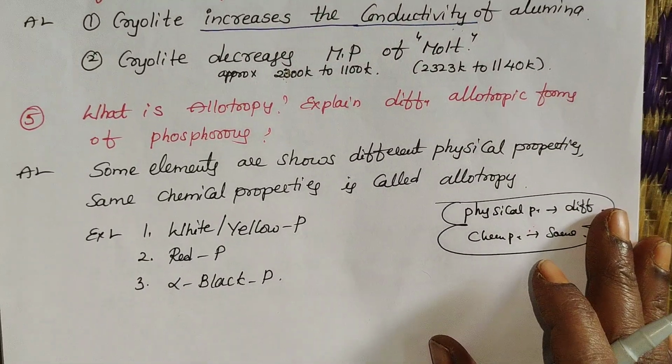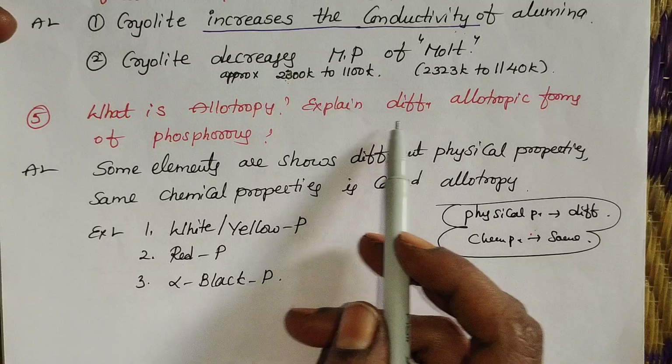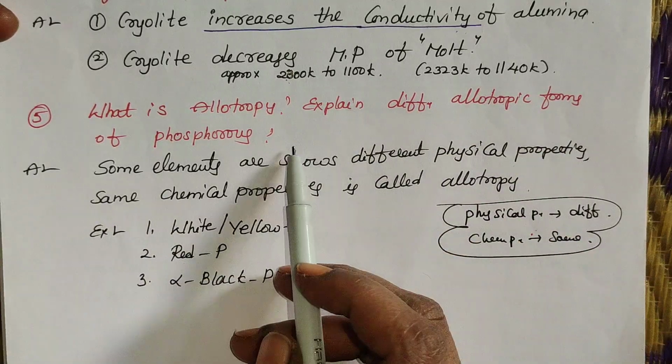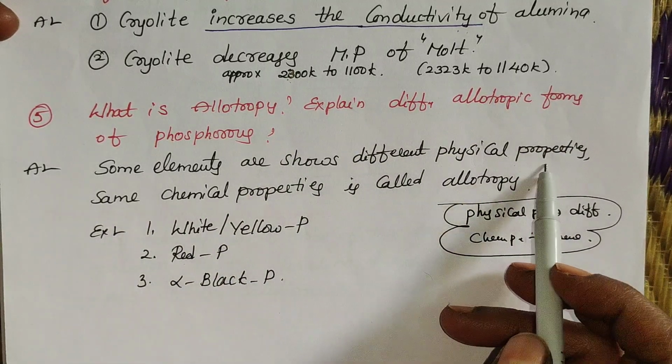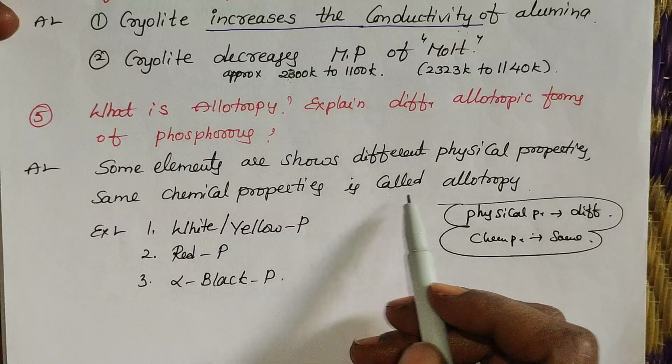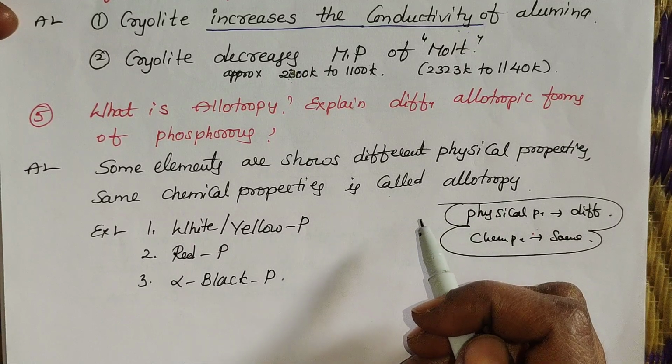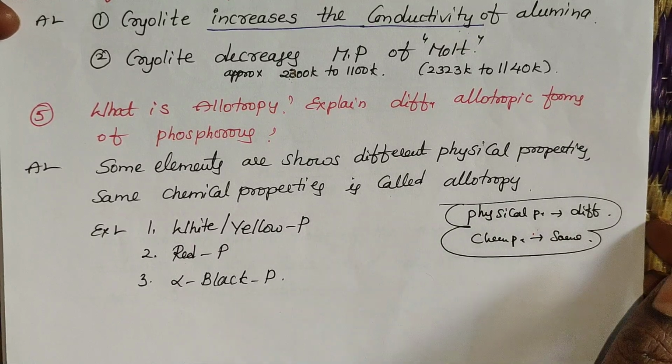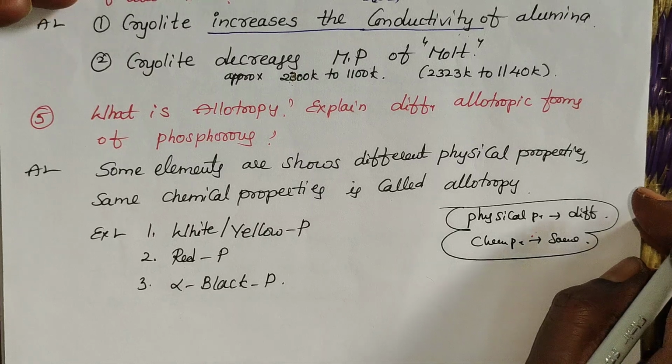Next, what is allotropy? Explain different allotropic forms of phosphorus. Some elements show different physical properties but the same chemical properties; this is called allotropy. Already you have an idea about carbon. In 10th class you also learned this. In first year also you have an idea about this.